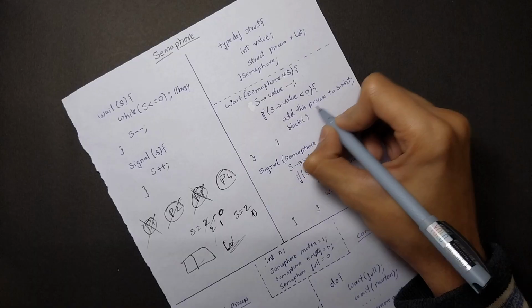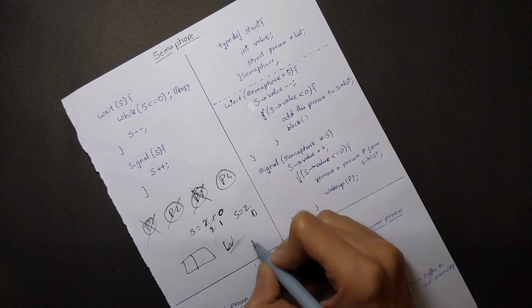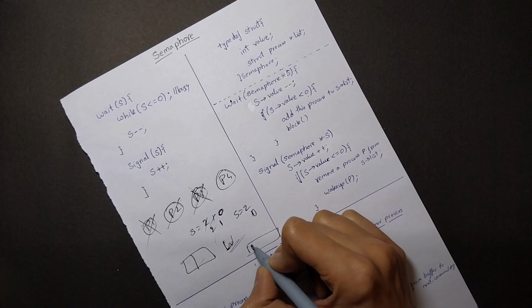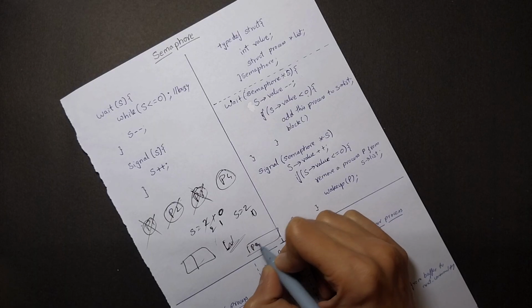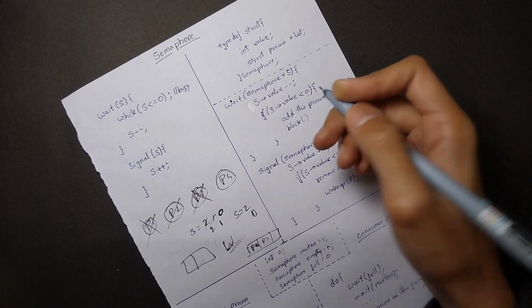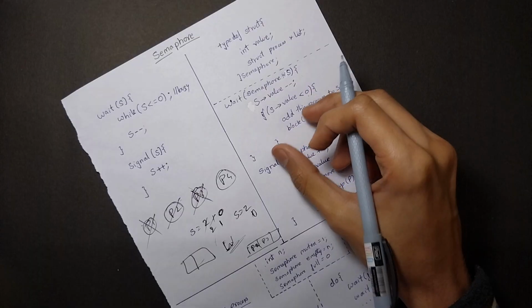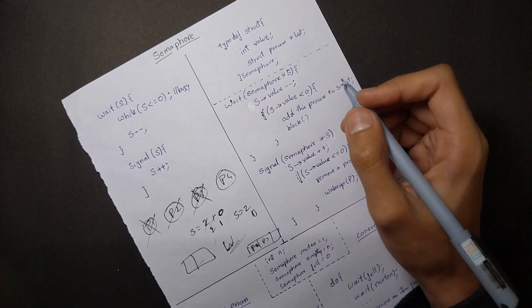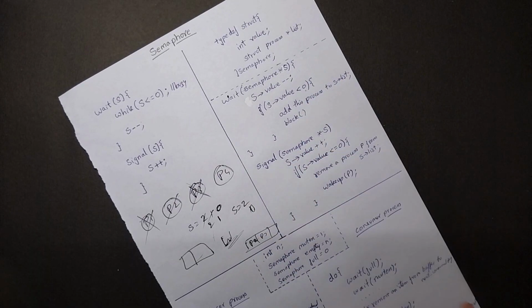Then it will be added to the queue. So there will be a waiting queue where we'll add the processes which are waiting, like P2, P3, whichever process asks, after all that, all the things are added to the waiting queue. Now what happens in the signal?